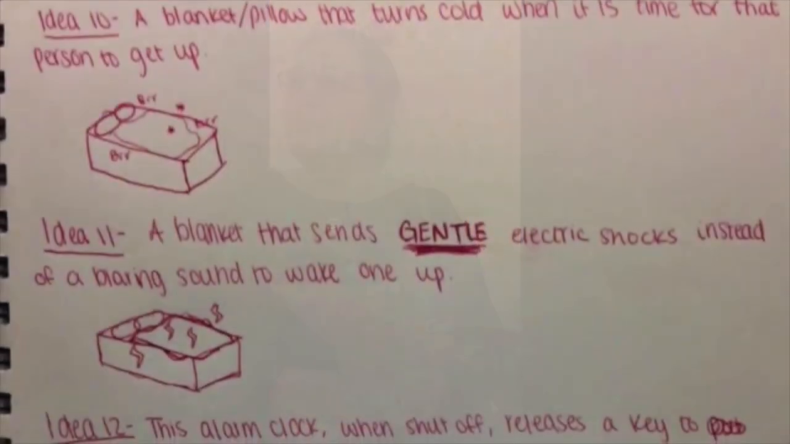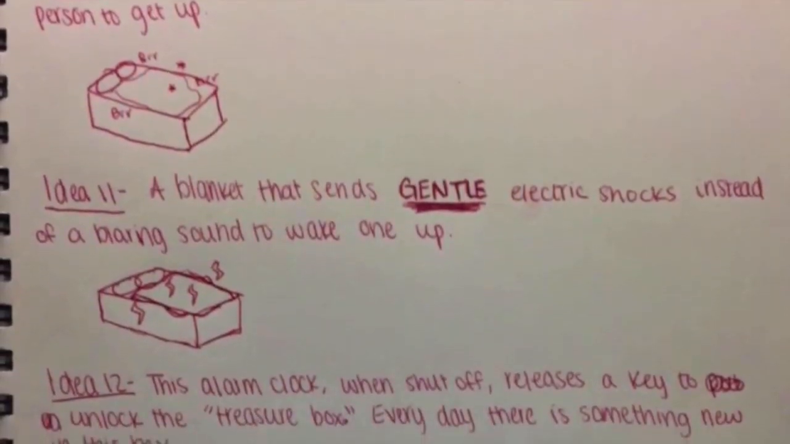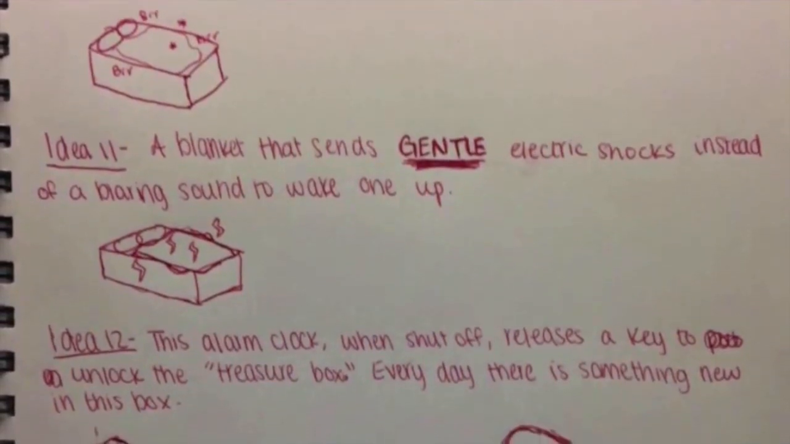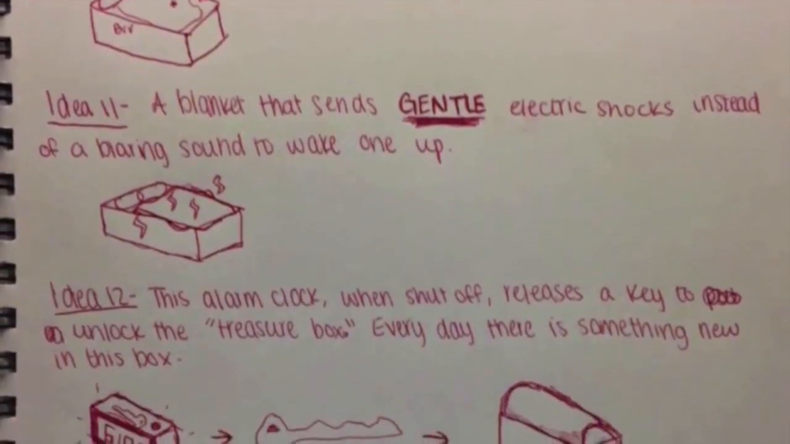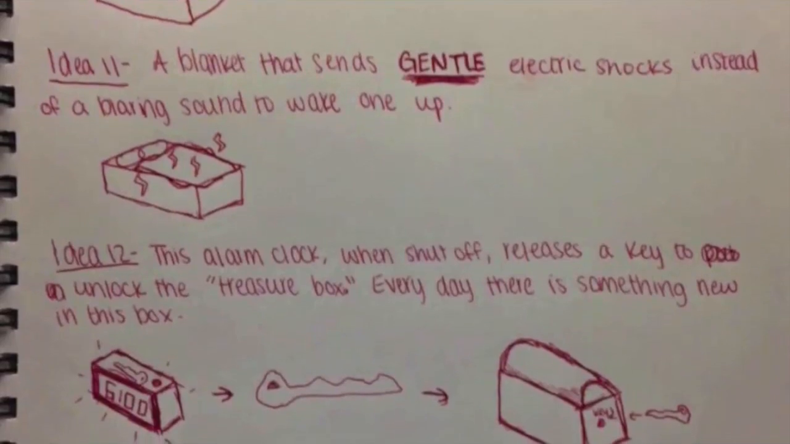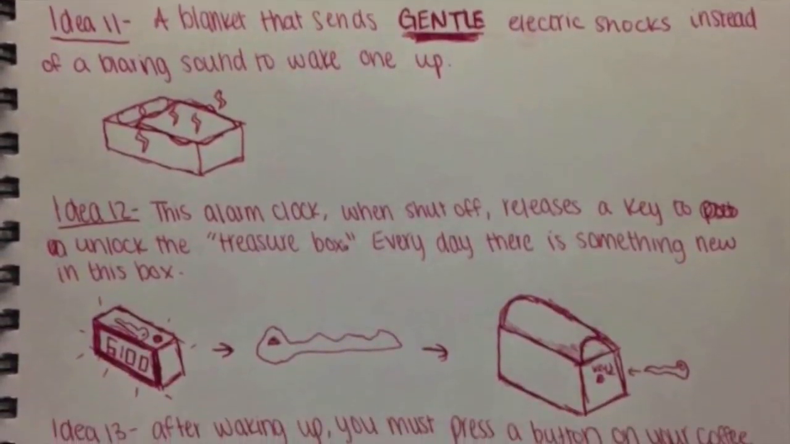Yeah. Really? Our first ideal is a blanket that turns cold when it's time for you to wake up. Our next ideal is a blanket that would send gentle electric shocks in order to wake you up. The next ideal is the treasure box, which we continued forward with.